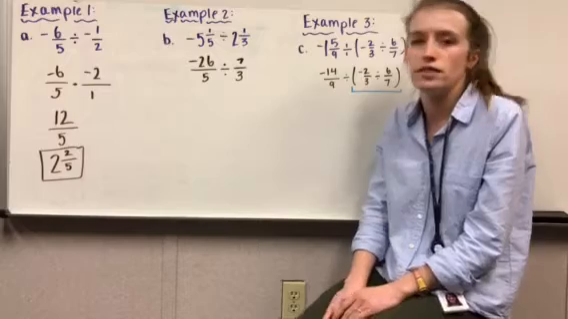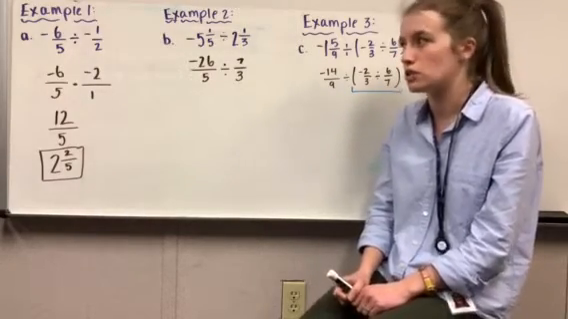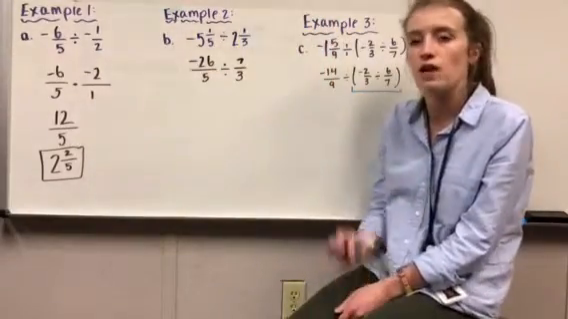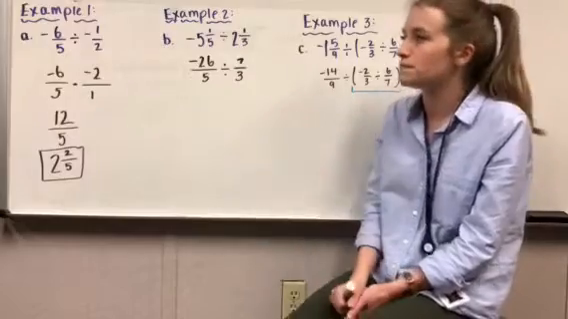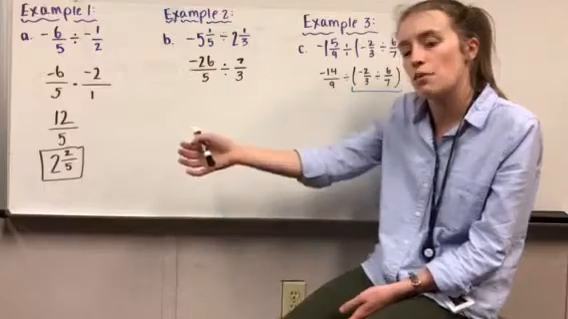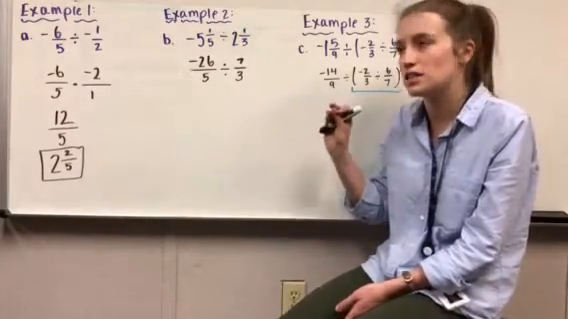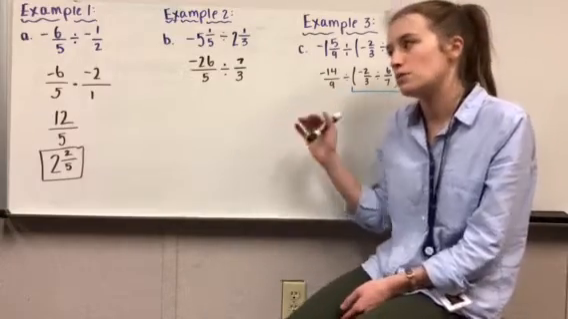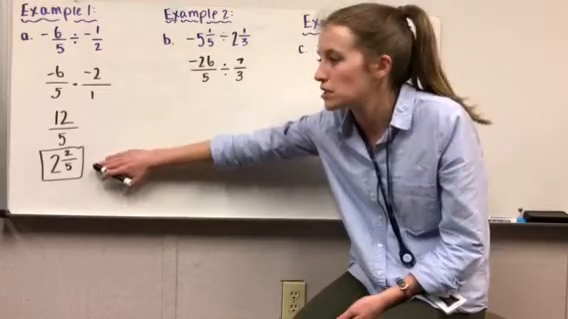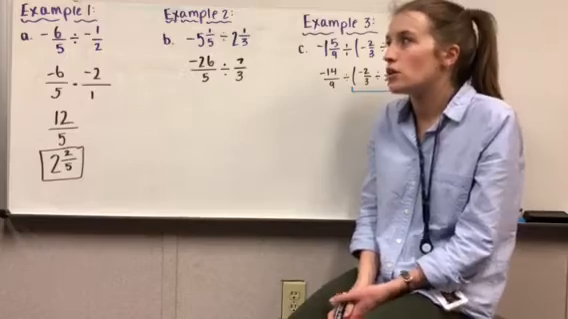I keep negative 6/5 the same. I change division to be multiplication by the reciprocal. So I'm multiplying by the reciprocal of negative 1/2, which is negative 2/1. I can go ahead and multiply numerator times the numerator, denominator times denominator. Negative 6 times negative 2 is a positive 12. 5 times 1 is 5. You can leave this as a mixed number of 2 and 2/5, or an improper fraction of 12/5.